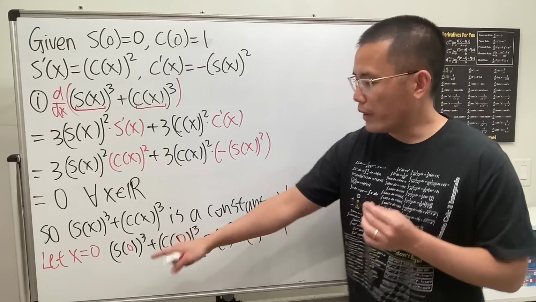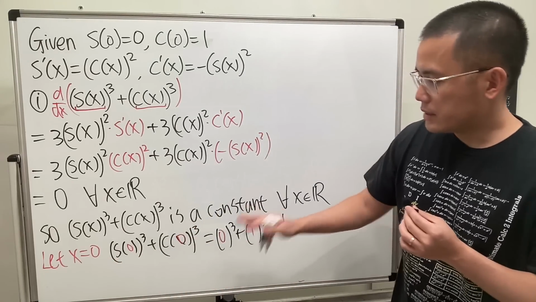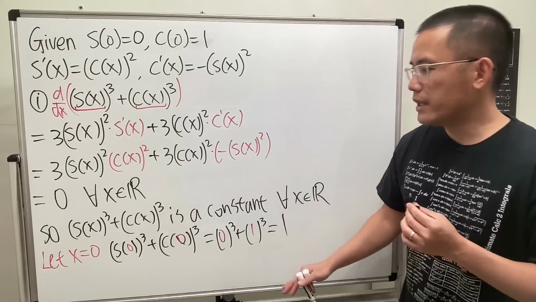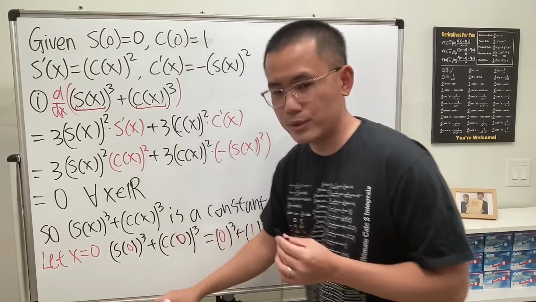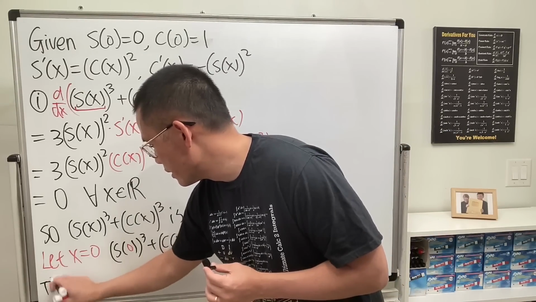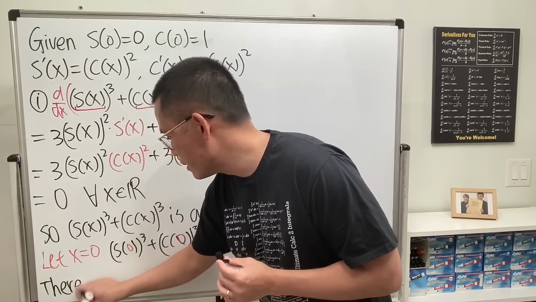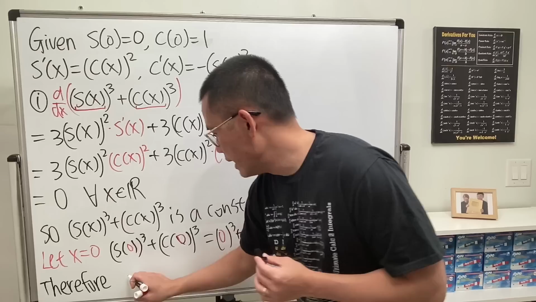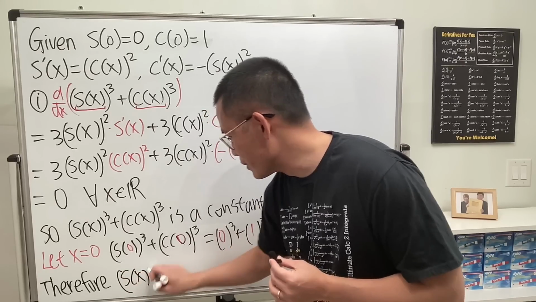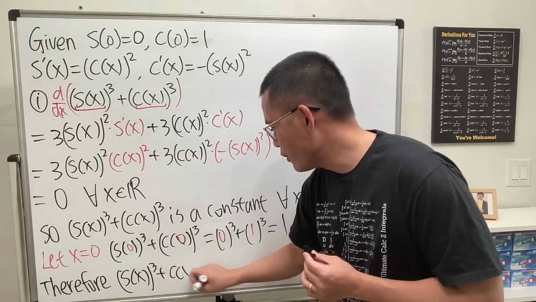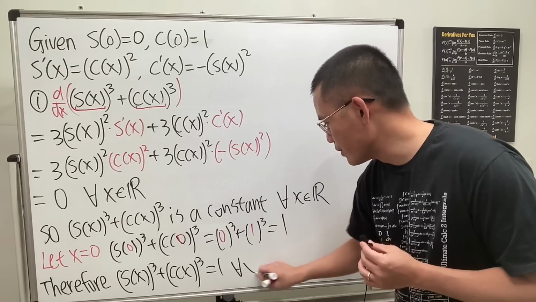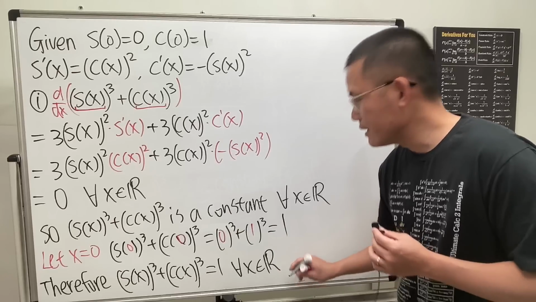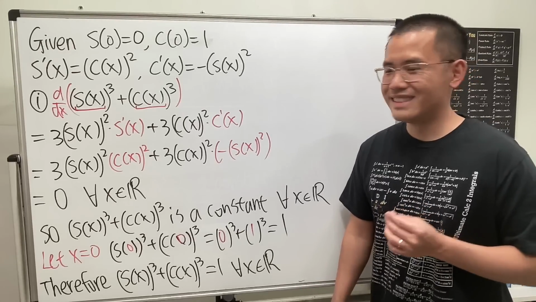And since when x is equal to 0, this expression is equal to 1, and this expression is a constant, that means, I'm going to just write it down right here. Therefore, s of x to the third power plus c of x to the third power is equal to 1, and now I'm just going to put for all x. Right? So that is part 1.